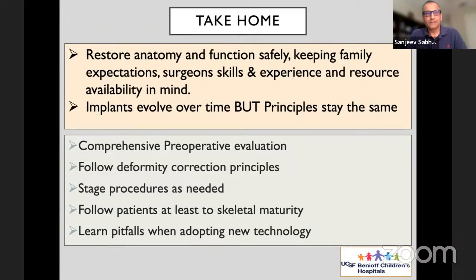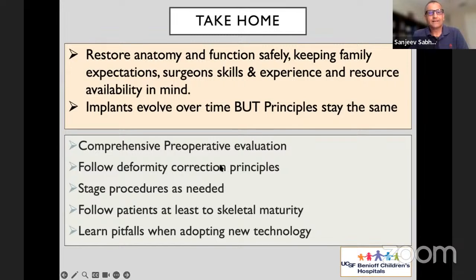Don't be too enamored with implants. They evolve over time. But you need to be rooted in sound deformity principles, because they don't change no matter where you practice across the globe. The biology stays the same. I think it's so simple and so obvious, but it's a lesson that's worth keeping in mind all the time. It's the same biology. So look at the biology and understand the principles, and I think everybody's smart enough to figure out ways of fixing it.